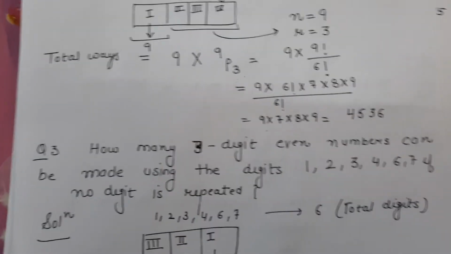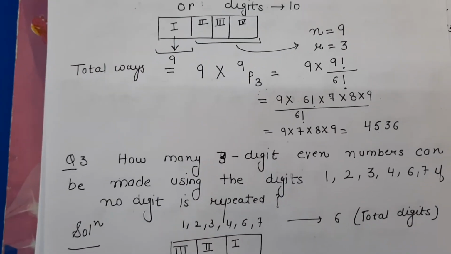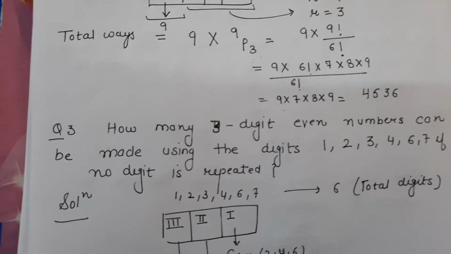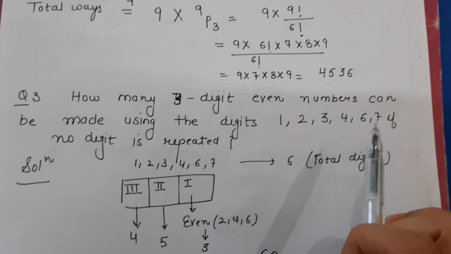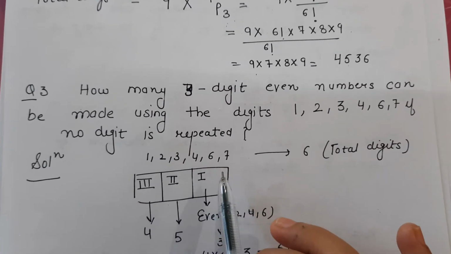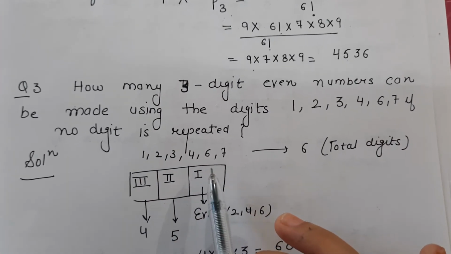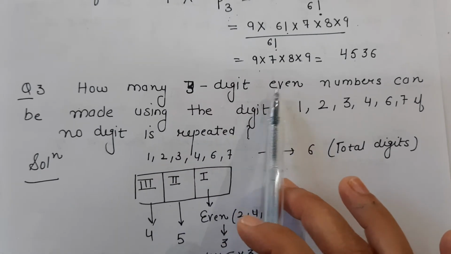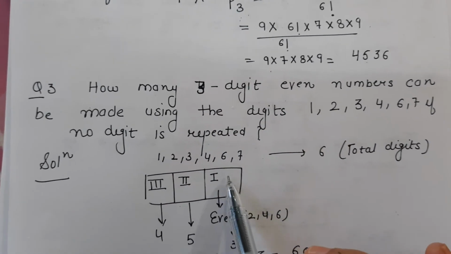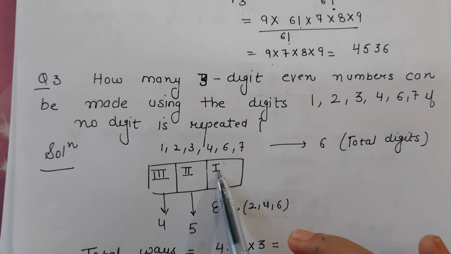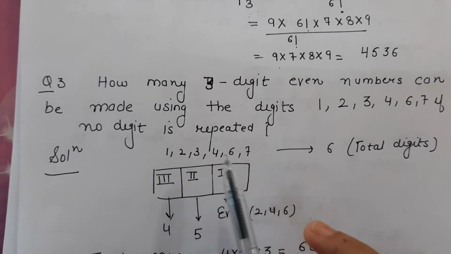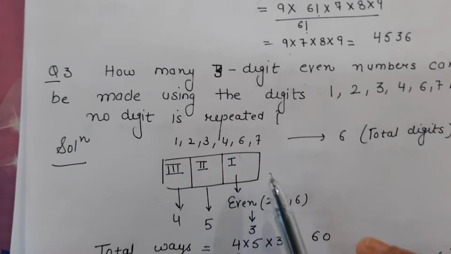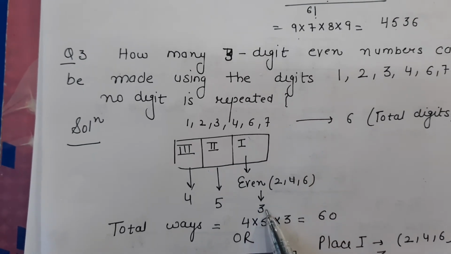Next question. How many 3-digit even numbers can be made using the digits 1, 2, 3, 4, 6 and 7 if no digit is repeated? First you make 3 blocks for 3-digit number. Now you have to form even number. That means we have restriction on this place. Either you can take 2 or 4 or 6. So place number 1 can be filled in 3 ways.